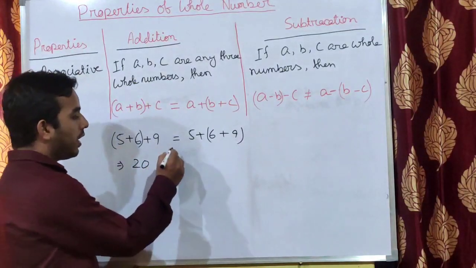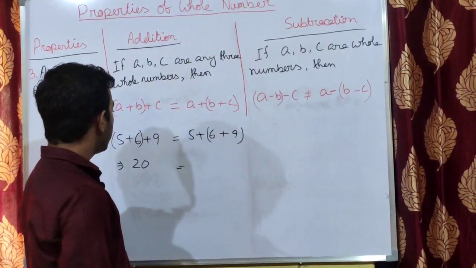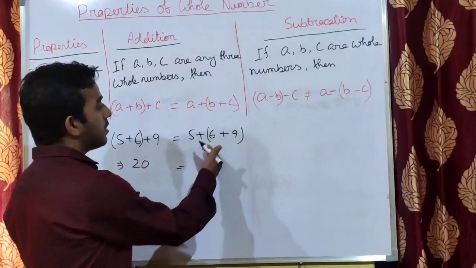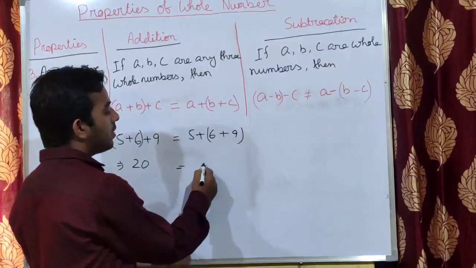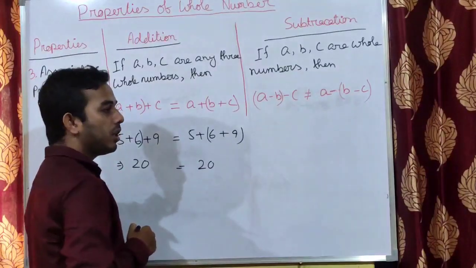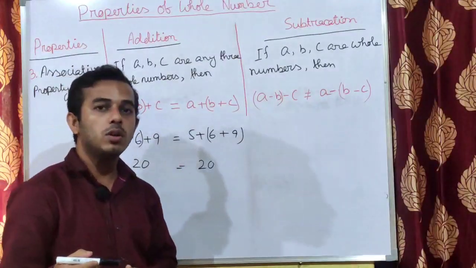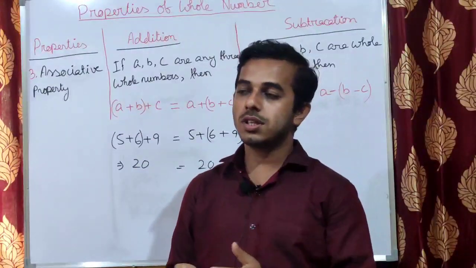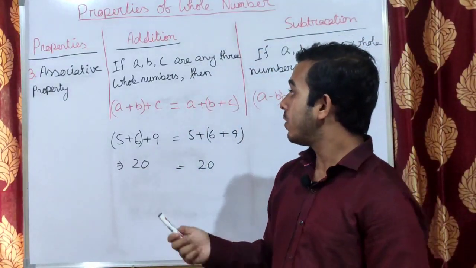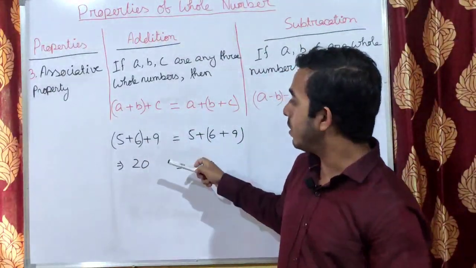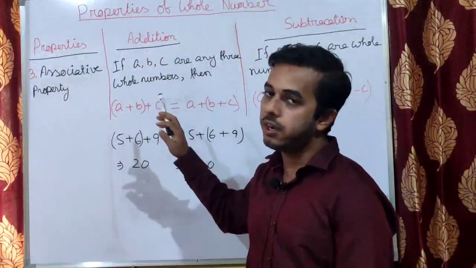20, right? Then here 6 plus 9 is how much? 6 plus 9 is 15. 15 plus 5, 20. This process helps us to add faster or in an easy way. So this is equal sign, right? So associative property holds good for addition, right?